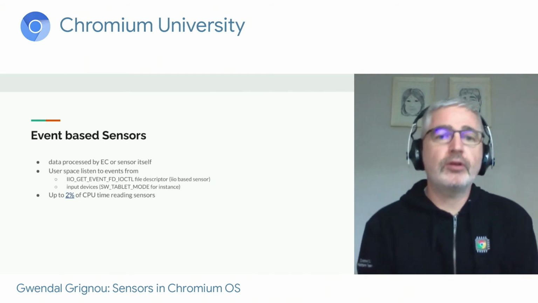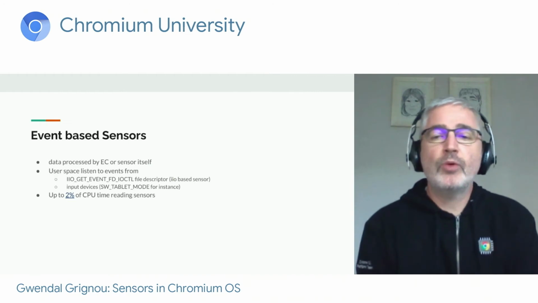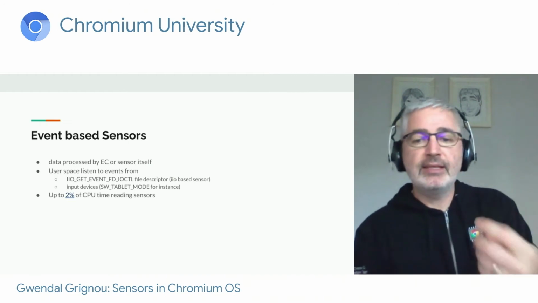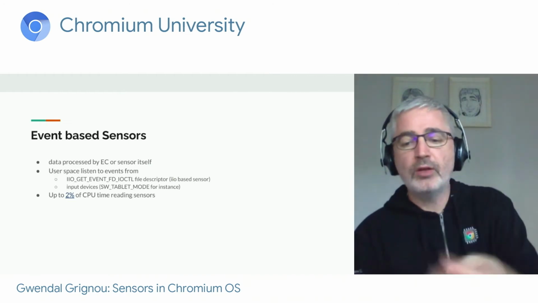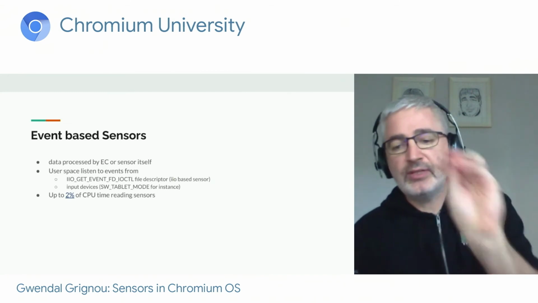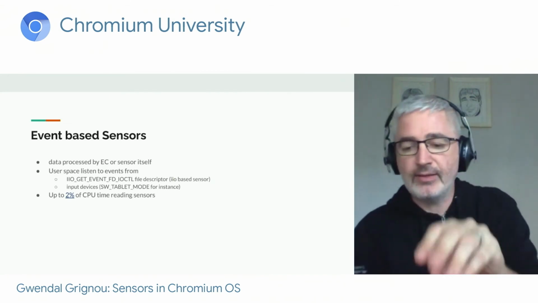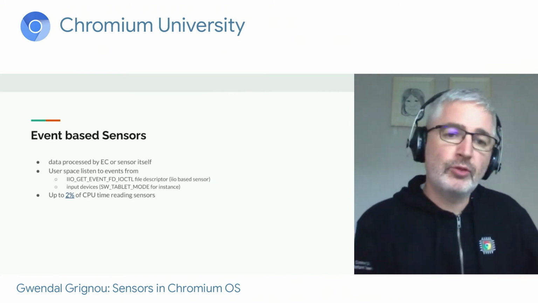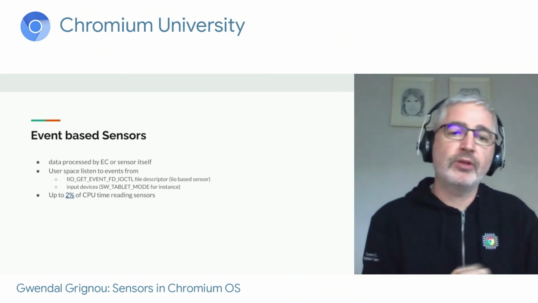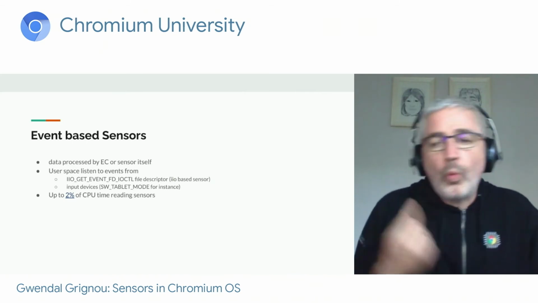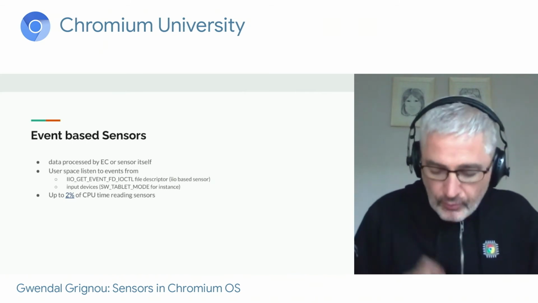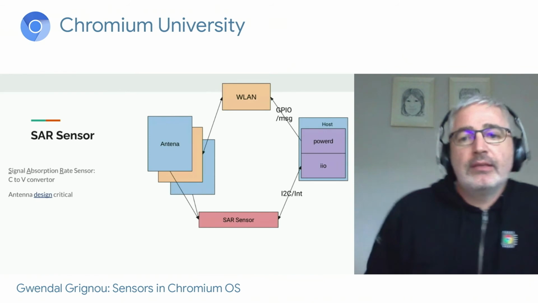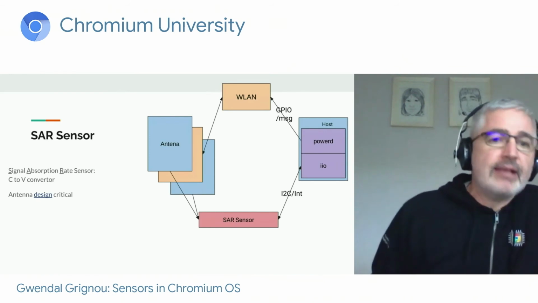The IIO framework also supports event-based sensors. Instead of listening for events on a well-known device path, you send an IOCTL to a device file, and it tells you which file descriptor to listen to. On that particular file descriptor, you will get events.